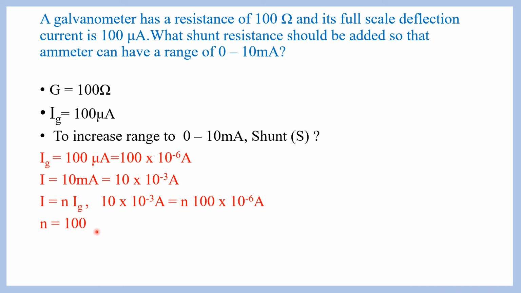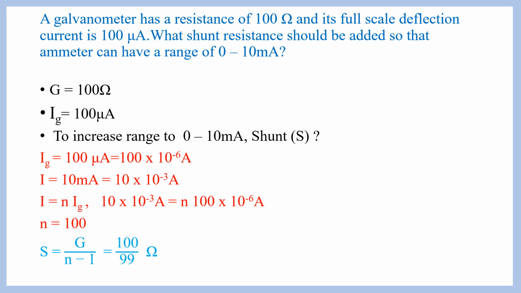By dividing this, you will get n is equal to 100. Now after getting n is equal to 100, we know the value of capital G, and we know the expression S is equal to G divided by n minus 1. So from this you will get S is equal to 100 divided by 99. That will be the value of the shunt resistance to be connected parallel to the galvanometer, so that it will be converted into an ammeter which will be reading 0 to 10 milliamperes.